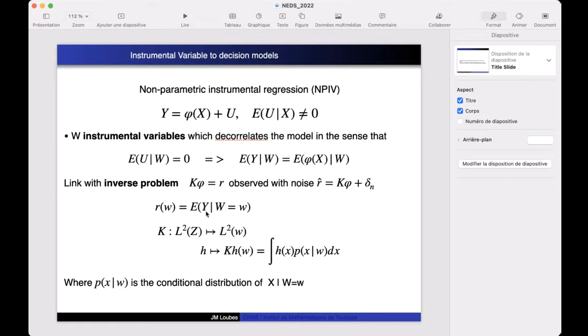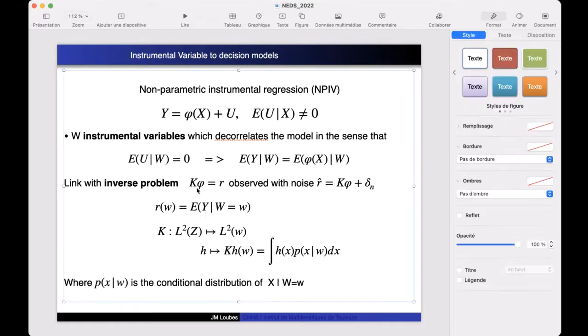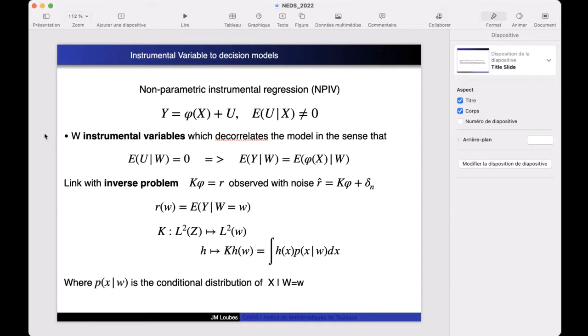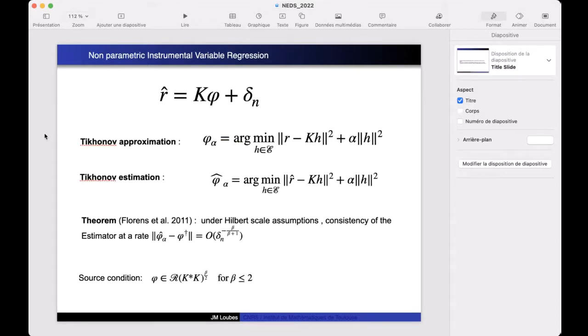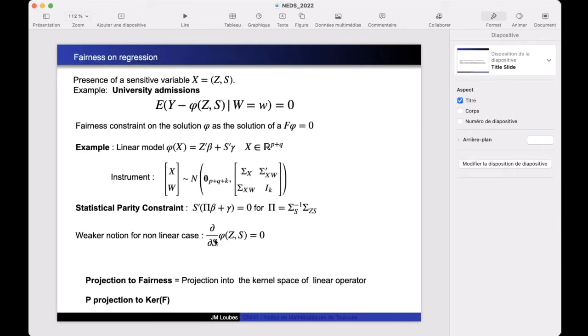So if you want to add fairness constraint, then you want to look at several constraints that can be used on phi in order to remove the effects of some sensitive variable. So to do that, that's standard results in non-parametric regression. And the way to do that without fairness is just to use Tikhonov regularization method, and then there are lots of results that give you rates of consistency of such algorithms.